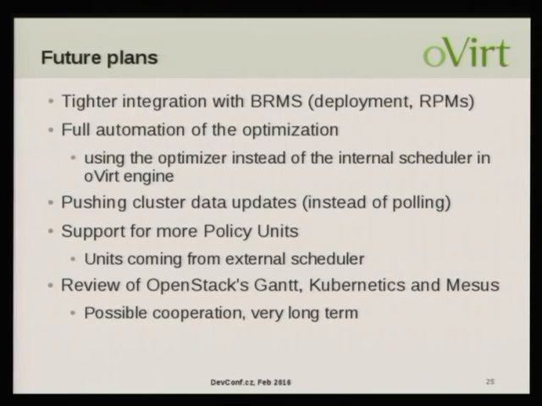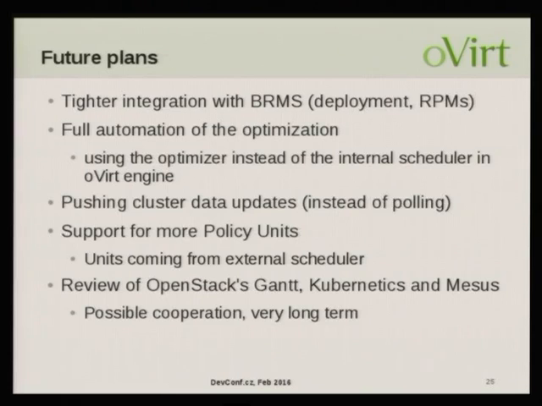Full automation of the optimization, that's what I said. Currently, the sysadmin has to click all the buttons. We can provide automation, but we don't have it yet. We want to be pushing cluster data updates to the optimizer instead of polling the engine. Because currently we are polling every 30 seconds. You can configure the time, but the default is 30 seconds. And that's not efficient. First, we are polling even when nothing changed. Second, we are polling only every 30 seconds. And when a huge change is undergoing in the engine, we should be doing that more often.